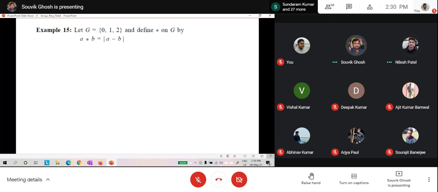So now you have one set G, where G contains the elements 0, 1 and 2, and you have the operation star, which is defined as A star B is equal to mod of A minus B. You have to check whether this set G along with the operation star will be a group or not.